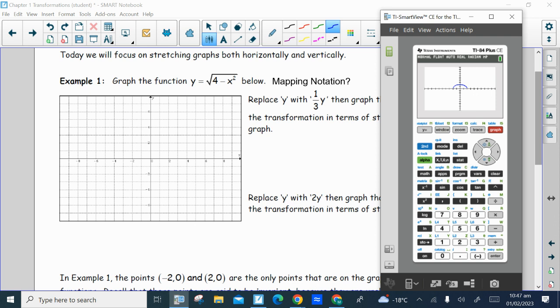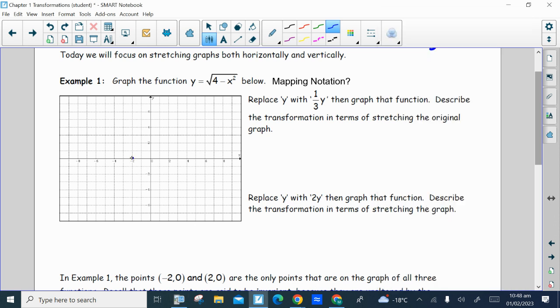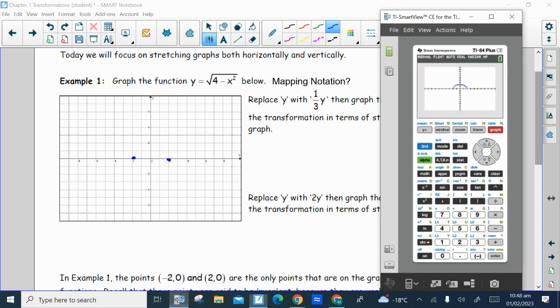Basically it is a semicircle. It has x-intercepts at plus and minus 2. You see, when you let x equal negative 2 and you square it, you're going to get 4. So under the radical, you're going to have 4 minus 4, which is 0. The root of 0 is still 0. As well, when x is positive 2, the same thing will happen. So we have x-intercepts at plus and minus 2.